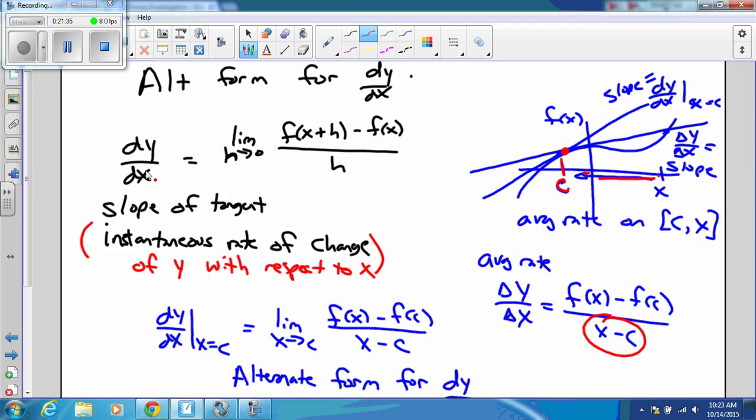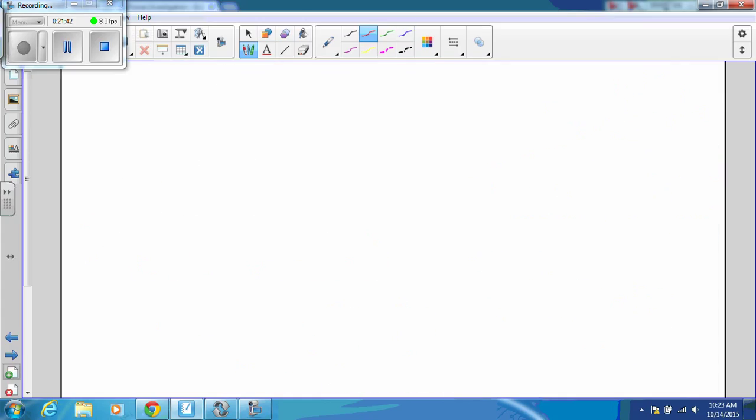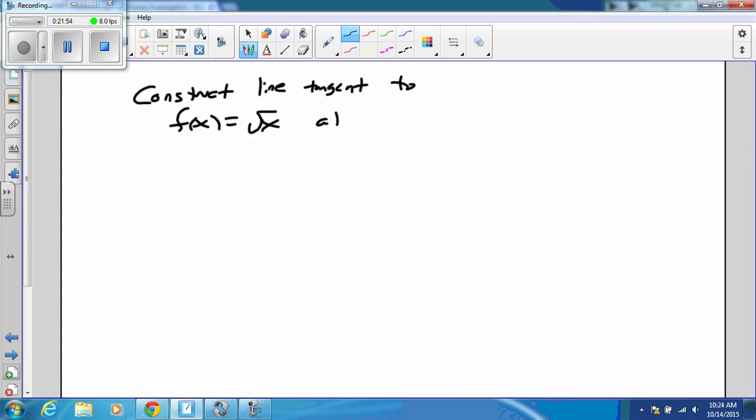Questions, comments, or jokes? I have just barely enough time, maybe, so we're going to try another one. Construct the line tangent to f of x equals square root of x at x equals 9. And because I'm looking for a tangent line, therefore I'm going to need a slope. I'm going to need a point.